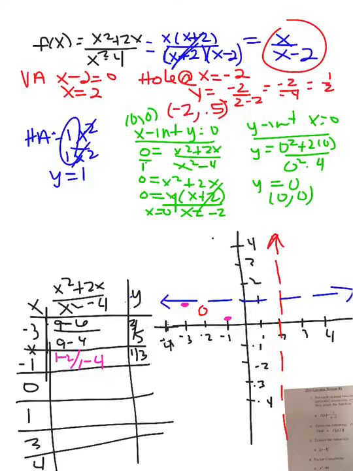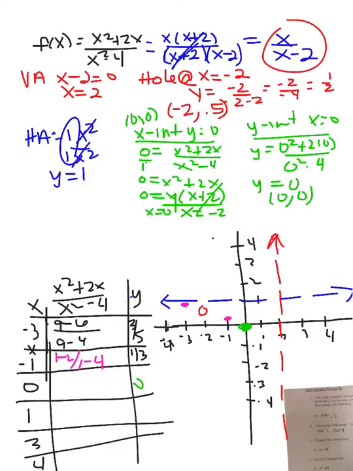Oh, I forgot to put my intercepts. I apologize for that. I have an x-intercept and y-intercept at the same exact place. So that would just be right there. So I have my 0. That's 0 there. So now I need 1.